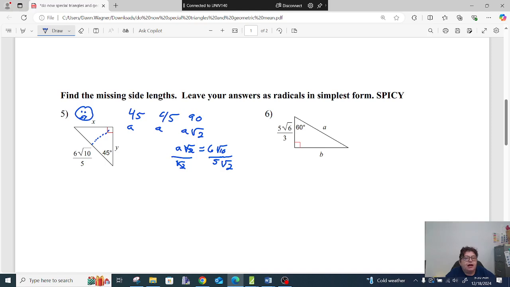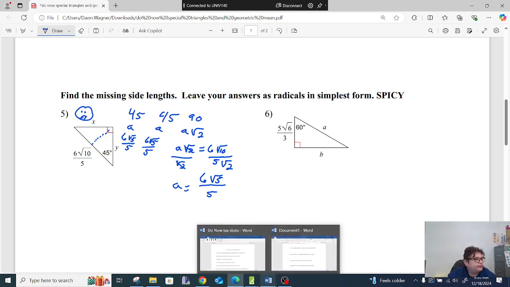So what's 10 divided by 2? 5. So this would be 6 square root 5 over 5, because you can divide these two because 10 is divisible by 2 and they're both under a radical. So that's what a equals. So across from the 45 would be 6 square root 5 over 5, and that would be for both of these because they're both a. Do I need to repeat that, explain that a little bit better?